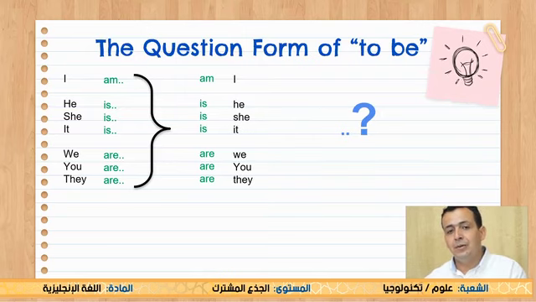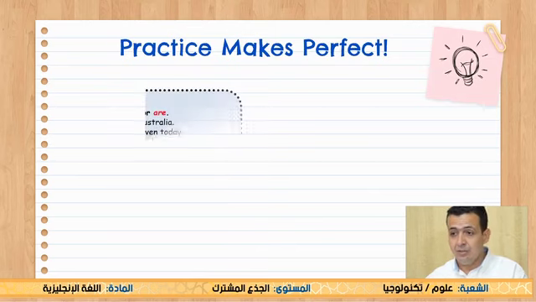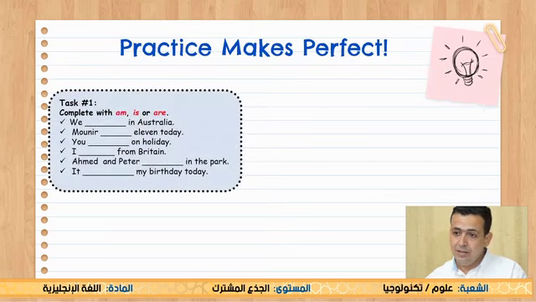Okay. What's left is that we need some practice concerning the negative and the questions, or interrogative, as well as the positive form of to be in the present simple. So let's go to practice, and we start with the first. You have 3 tasks to do. Take your time, read the question carefully. Okay, pay attention, and try to answer the question.